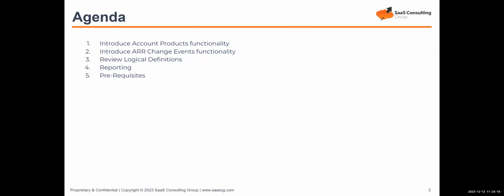So I'll dive into the agenda. Up first, I wanted to introduce our account products functionality. Think of this as level one of ARR reporting. And then I'll introduce our ARR change events, which is level two. And this unlocks even more reporting out of your Salesforce org. Both of these are unmanaged packages by SCG, but they work together with ARR change events being an add-on.